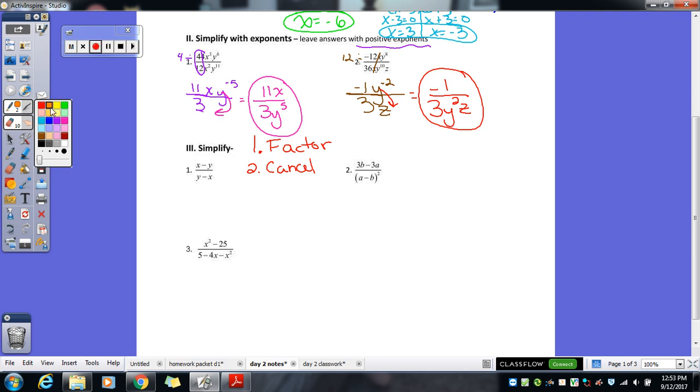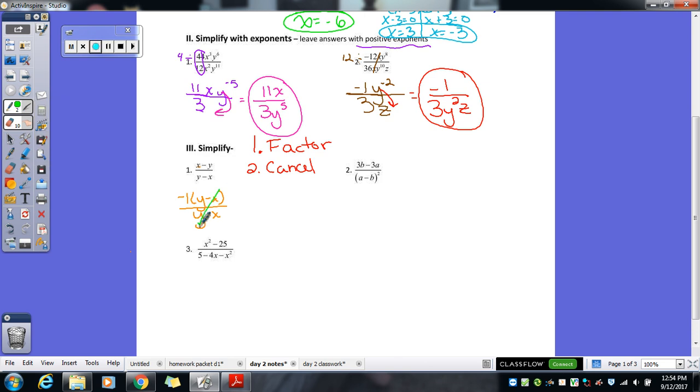So let's see here. Nope, that one doesn't even work out the way I want. So let's take a look at the first one. Are these exactly the same? x minus y, y minus x, not exactly the same. I could rewrite this up here like this with a -1 out in front, and then I would change the signs. And then it's exactly the same now. I now have y minus x over y minus x.